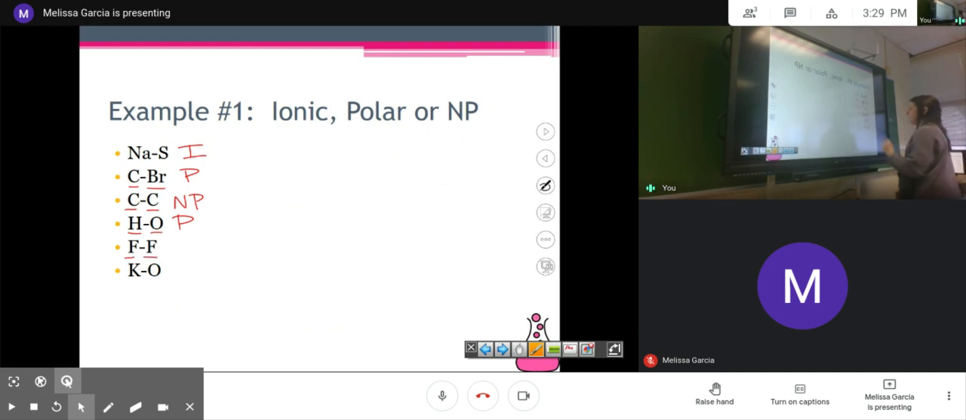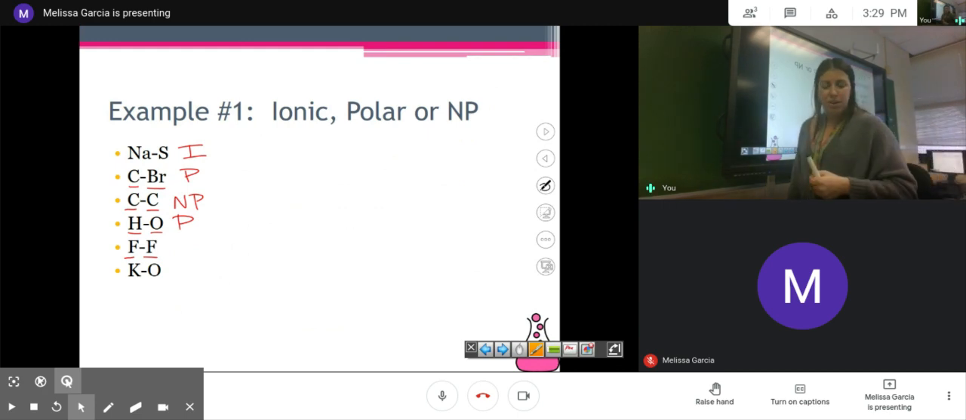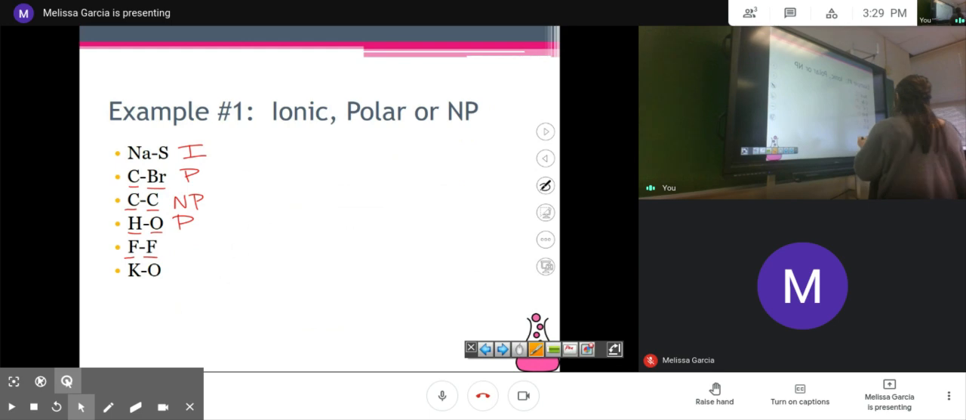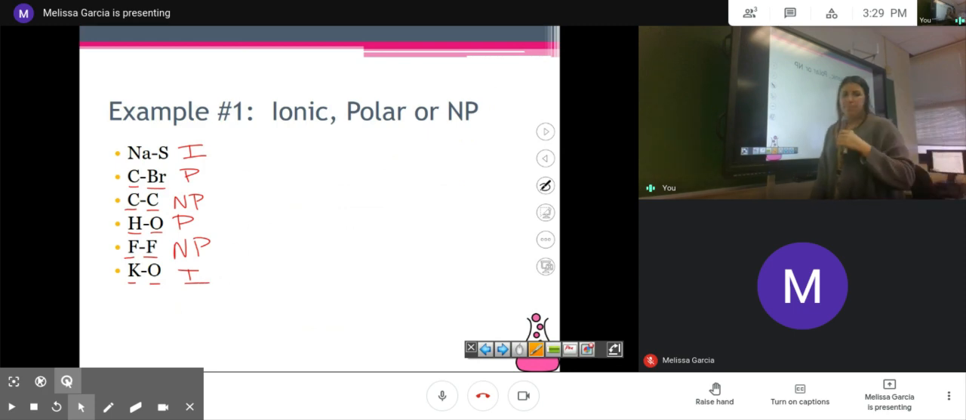F and F, okay, same nonmetals, which means electronegativity difference is 0. They're going to attract the electrons with the same strength. It's going to be a nonpolar covalent bond. And then K and O, we've got a metal and a nonmetal, which means that difference is probably going to be higher than 1.7. So this would be an ionic bond here.